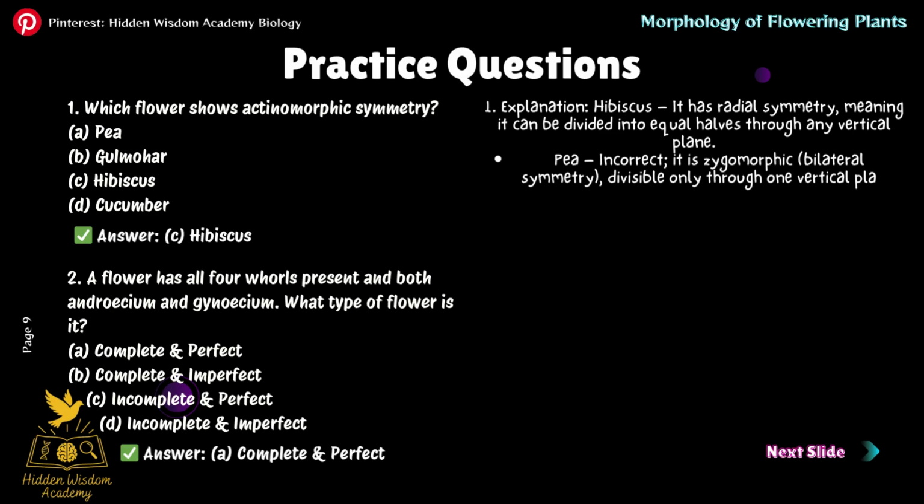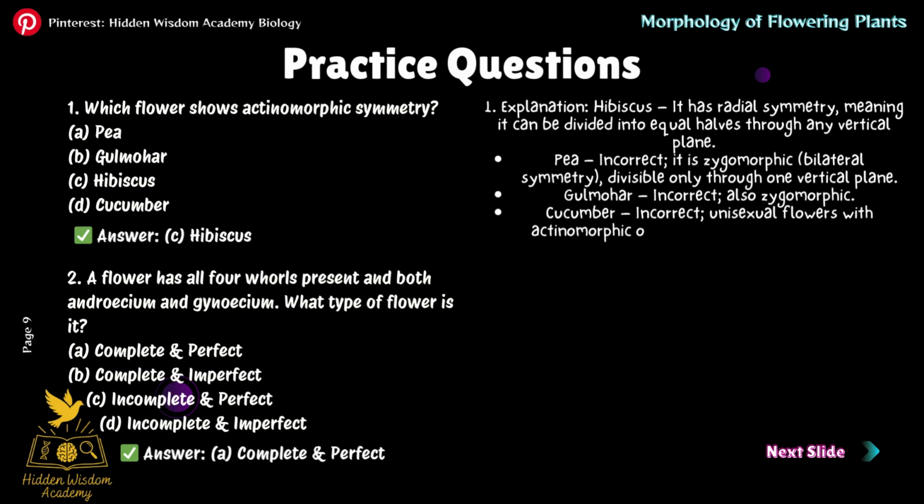Explanation. Hibiscus has radial symmetry, so it can be divided into equal halves through any vertical plane. Pea and gulmohar are zygomorphic, with bilateral symmetry, so they divide only in one plane. Cucumber is unisexual and not fully radial, so it is not correct. So, option C is the correct answer, that is hibiscus.